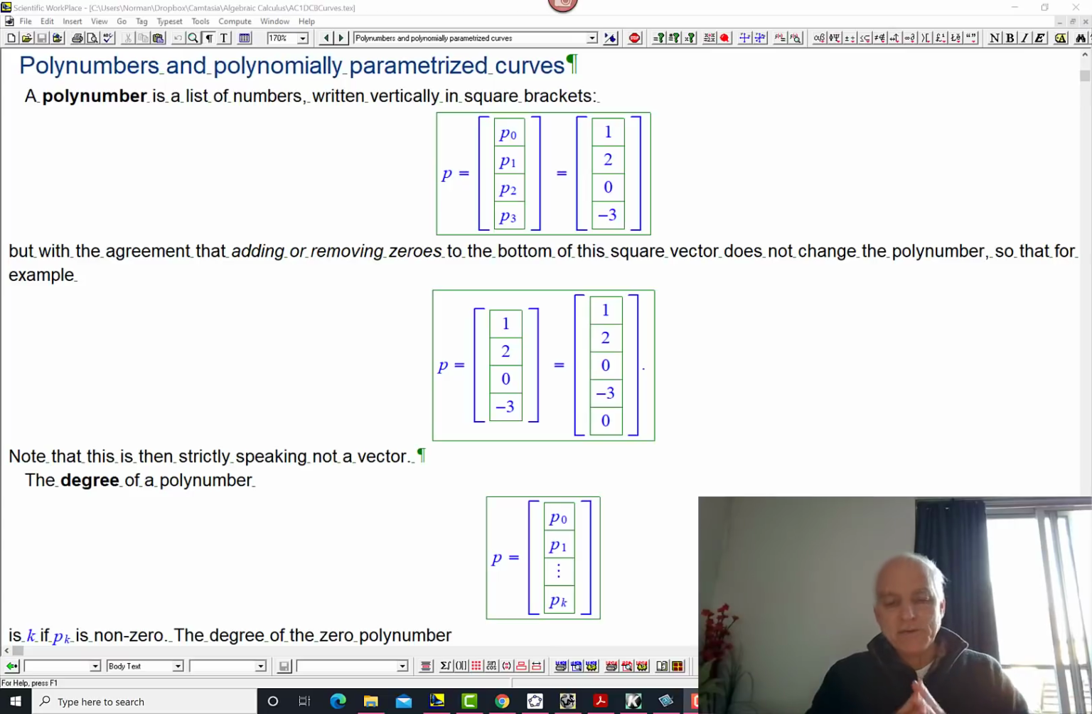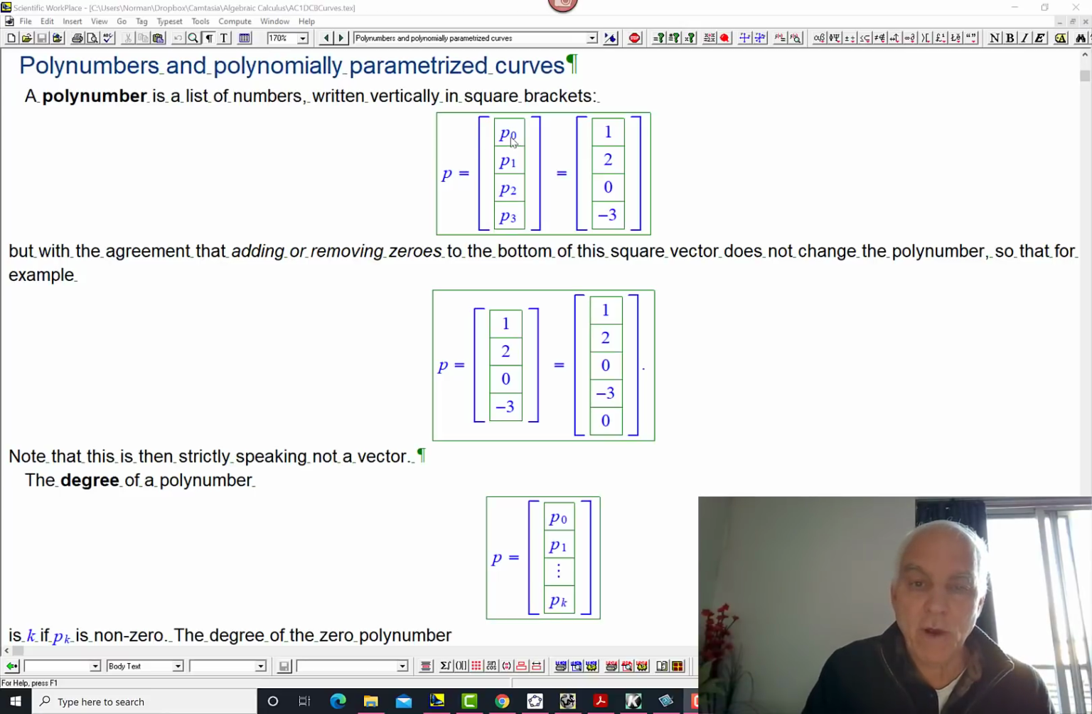All right, great. So now let's introduce a little bit of algebra and notation that allow us to access this very rich mathematical subject. So this is all happening in what's usually called the world of polynomials, but for us, we want to use variants of those called polynumbers. Okay, what is a polynumber? A polynumber is a list of numbers written vertically in something like square brackets. So in Scientific Workplace, I'm going to use these square brackets to denote polynumbers. So you see a vertical vector in square brackets, chances are it's a polynumber.